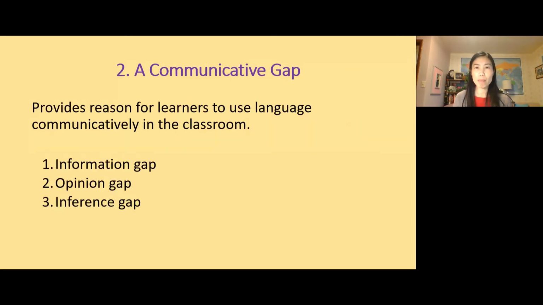Next, there should be a communicative gap, and what this means is that a communicative gap provides reason for learners to use language communicatively in the classroom. And this gap can be an information gap. Maybe learners have different information and they need to share it with one another. There may be an opinion gap. They may have different opinions, and now they have to negotiate and they have to share their opinions. There may be an inference gap. When they read something or they listen to something, their understanding may be different. So this is considered an inference gap.